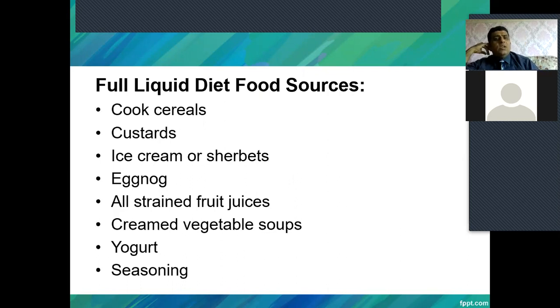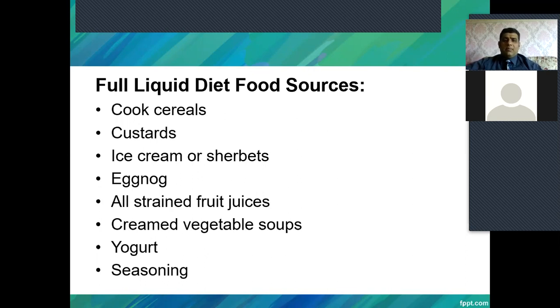A full liquid diet can include cooked cereals, custards, and ice cream. Then it can be yogurt, all strained foods, cream vegetables, and flavored yogurts, and so on. Yogurt we can consider a full liquid diet. Actually, liquid we can blend and give to the patient. It will give energy to the patient as well. Then the patient will not feel hungry, all the hunger will go off, and the patient will recover soon. So all the body requirements we fulfill with the help of the diet.